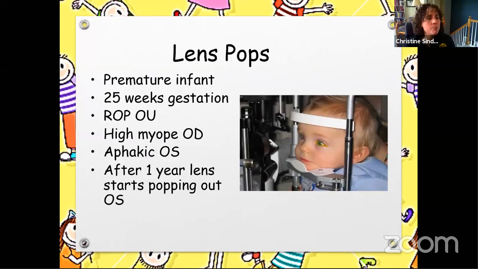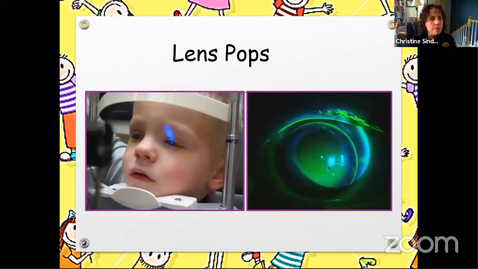So here's an example of this infant. He was a preemie, a very small micro preemie baby. He has retinopathy of prematurity, has a high myope in the right eye and an aphakia in the left eye. And after 1 year, the lens started popping out of that left eye. So here he is at 1 year, and you're going to notice how steep that fit is. So this is about a 1 diopter bubble that you have there, about 1 diopter steep. So you want to go ahead and make that change for the baby. The lens is too steep, it will pop out.